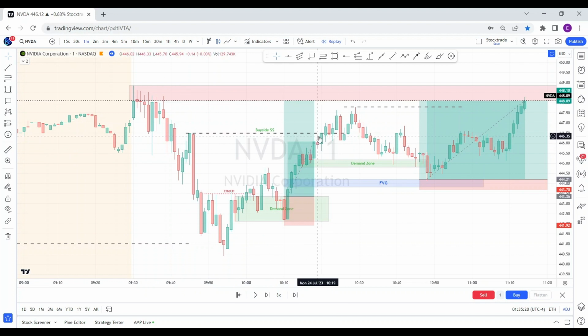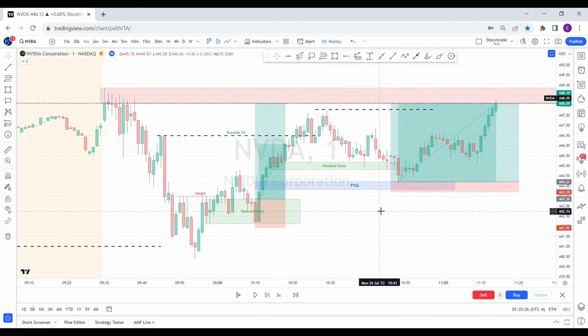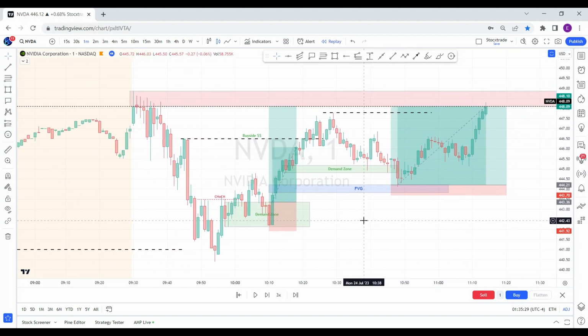You can see the price ate this buy side liquidity and then came down up to this fair value gap. Okay guys, so in this way you can trade, and this is the same criteria for the sell trades.